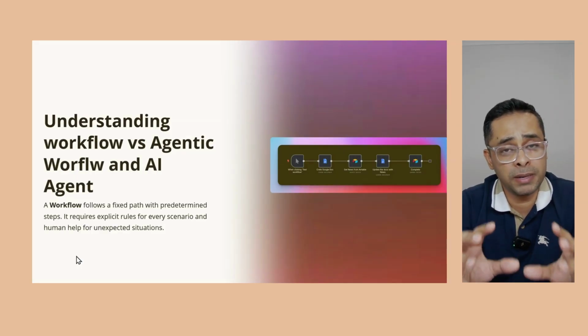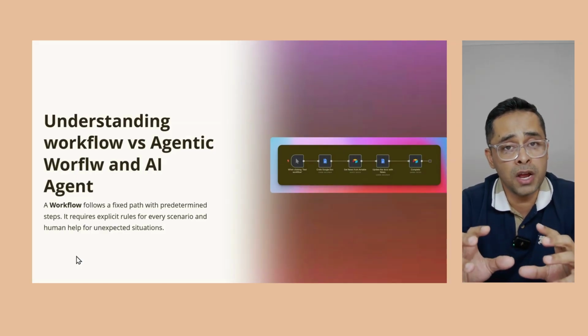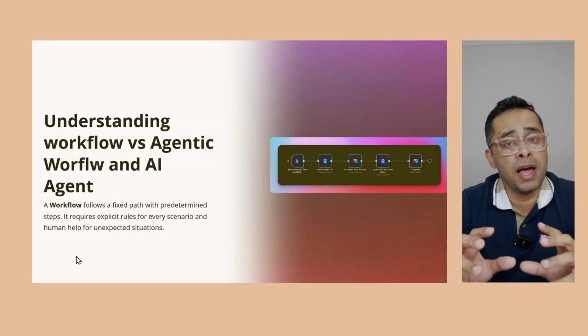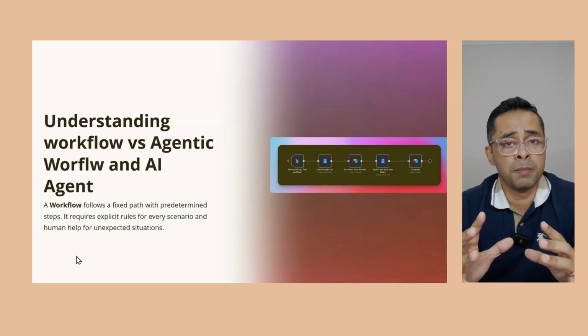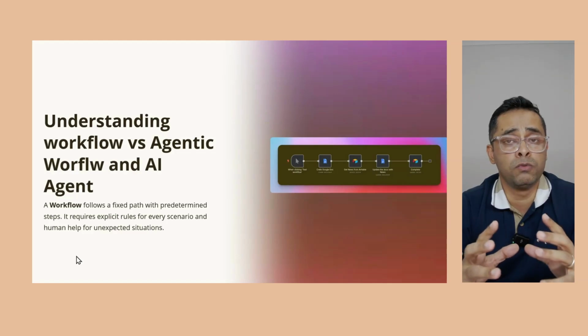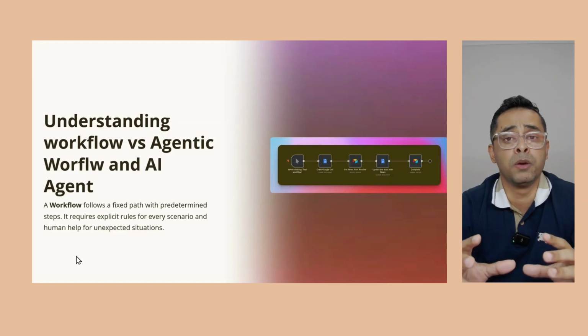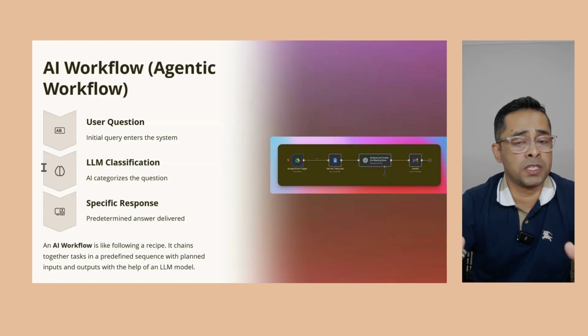It requires explicit rules for every scenario and human help for unexpected situations. A workflow follows a fixed path with predetermined steps, which require explicit rules for every scenario within the workflow. An agentic workflow is very similar to a workflow.